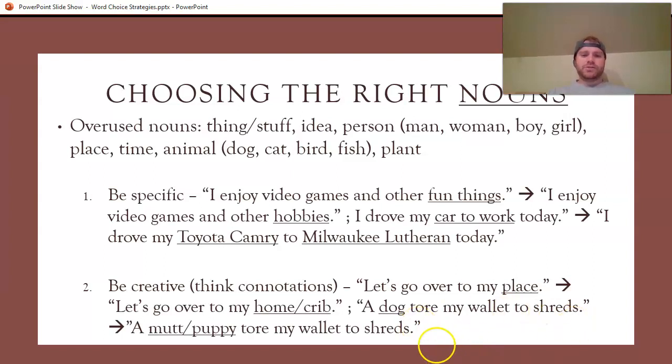A dog tore my wallet to shreds. A mutt tore my wallet to shreds. That has a negative connotation to it. A puppy tore my wallet to shreds has a more positive connotation to it. A canine tore my wallet to shreds. That has a scientific feel to it. So again, I can control the tone of what I'm writing just by changing what I want to use for my noun. Dog is very vague, but I could replace that with a creative word like mutt or puppy or canine. I could be specific. What kind of dog was it? A Doberman tore my wallet to shreds. A Chihuahua tore my wallet to shreds. Again, we want to use better nouns to improve the flavor of our writing.